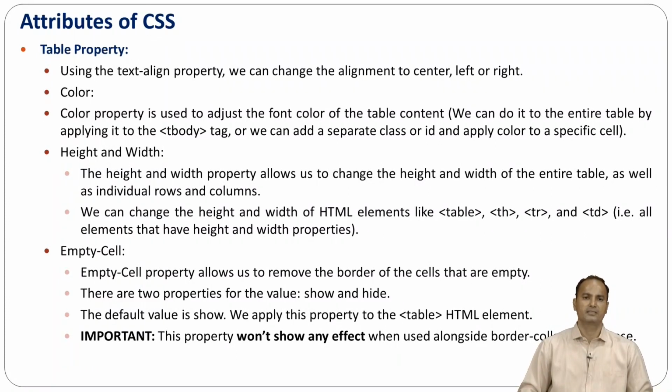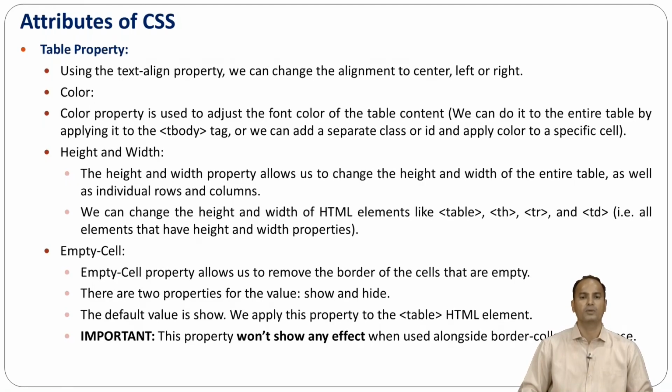Color property we can use to adjust the font color of the table content. Height and width property allows us to change the height and width of the entire table as well as individual rows and columns. We can change the height and width of HTML elements like table, th, tr, td. Then empty cells is there, which property allows us to remove the border of the cells that are empty.